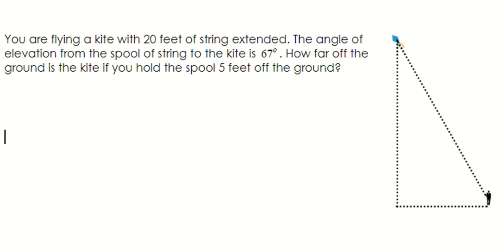Looking at the second one, we have a kite with 20 feet of string extended. An angle of elevation is 67 degrees. How far off the ground is the kite if you hold the spool 5 feet off the ground? So my angle of elevation is right here. That is 67 degrees. The kite string is 20 feet. And I want to know how far off the ground it is. So I have the opposite side and the hypotenuse, and the ratio that compares the opposite to hypotenuse is sine.